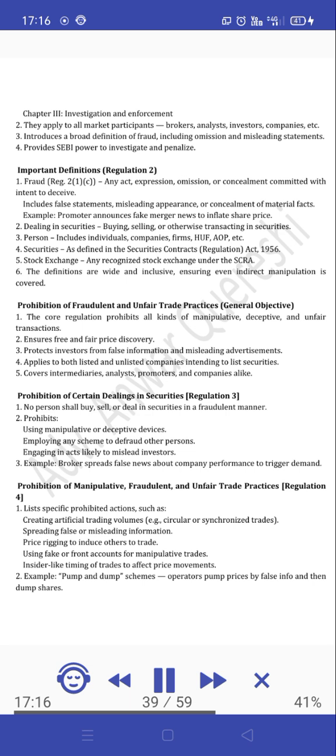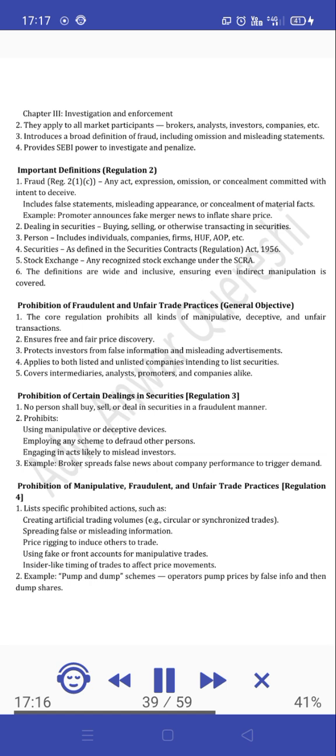Prohibition of Fraudulent and Unfair Trade Practices. General Objective: 1. The core regulation prohibits all kinds of manipulative, deceptive, and unfair transactions. 2. Ensures free and fair price discovery. 3. Protects investors from false information and misleading advertisements. 4. Applies to both listed and unlisted companies intending to list securities. 5. Covers intermediaries, analysts, promoters, and companies alike.